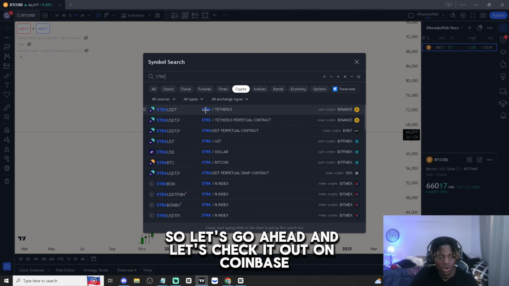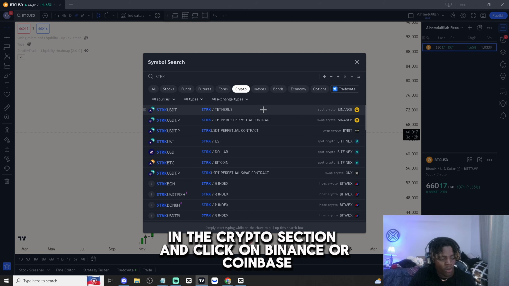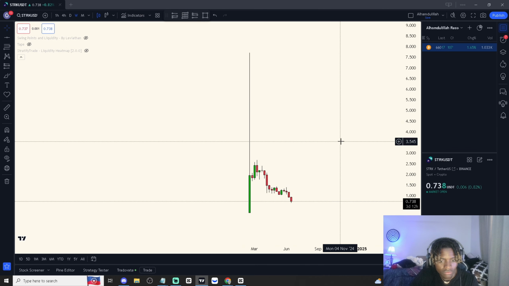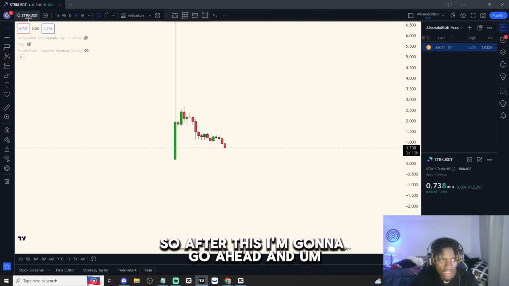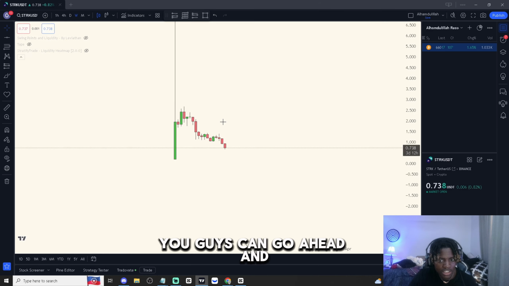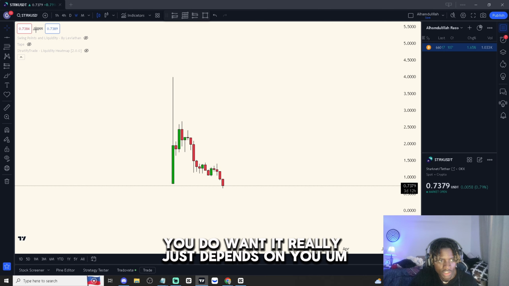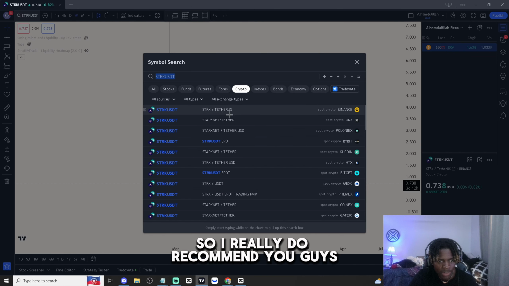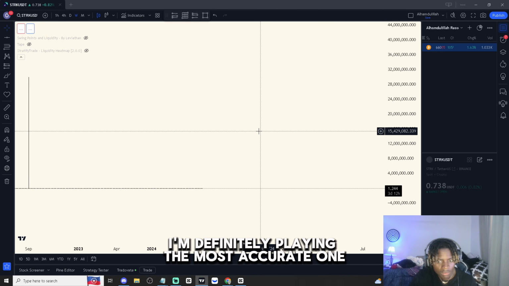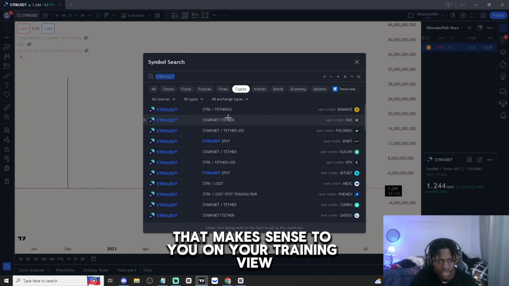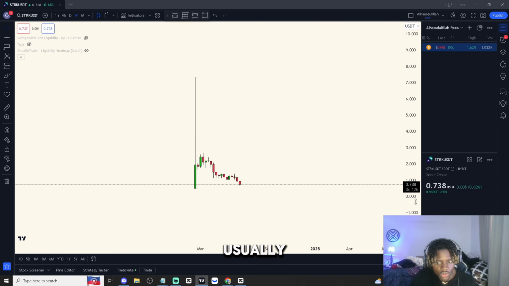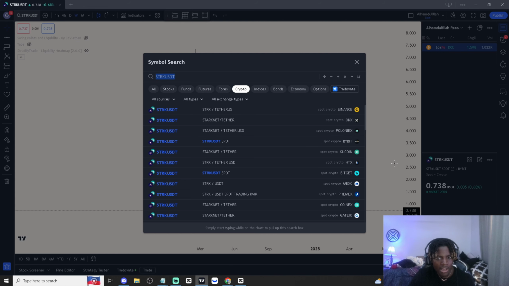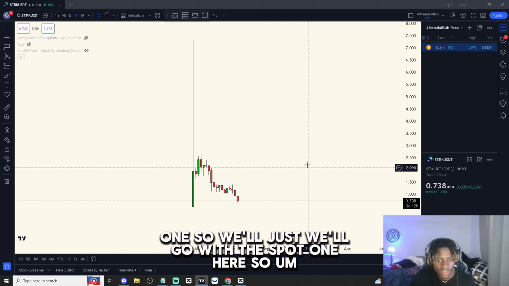So let's check it out on Coinbase. I'm going to type in STRK in the crypto section and click on Binance or Coinbase or whatever you see, and click it from here. After you've found it, you can use pretty much any chart that you want. It really just depends on you. Some will be a little more accurate than others, so I recommend playing the most accurate one that makes sense to you on TradingView. Usually the one that says spot is going to be a very accurate one, so we'll go with the spot one here.